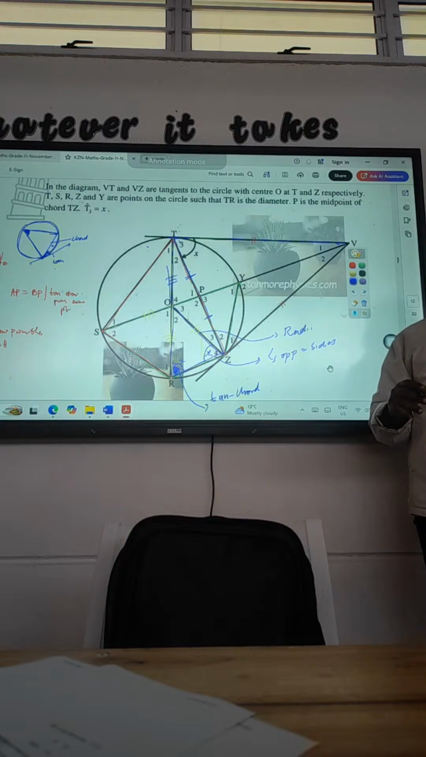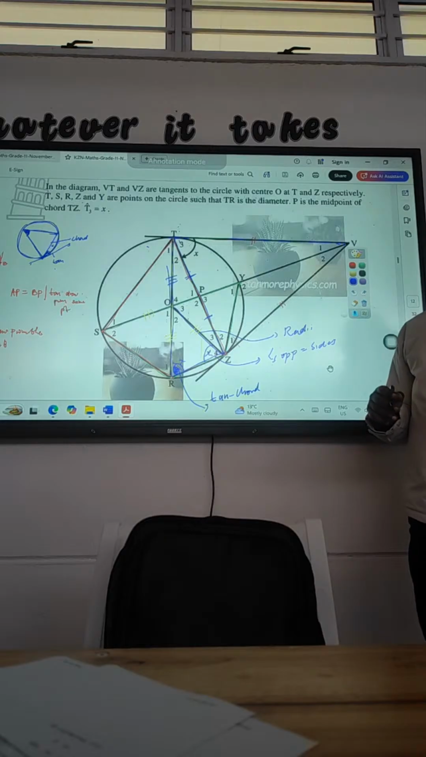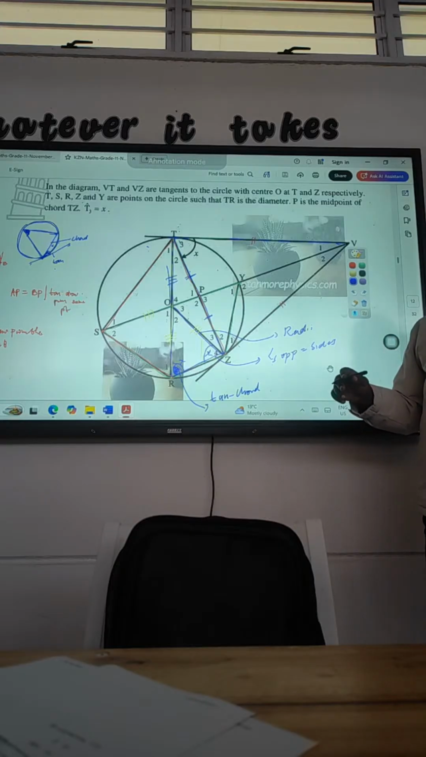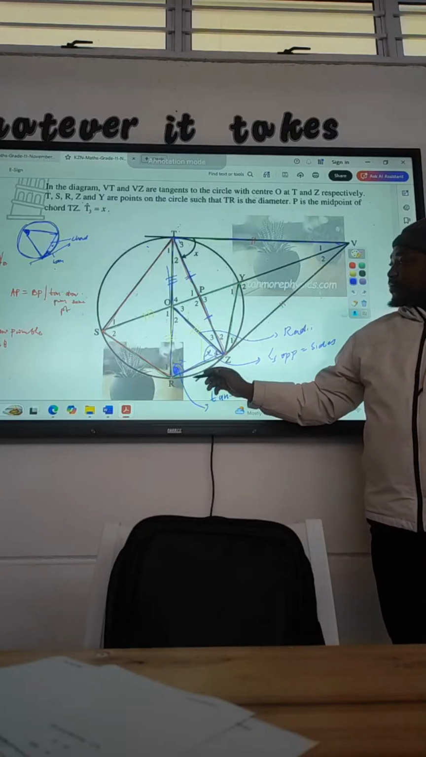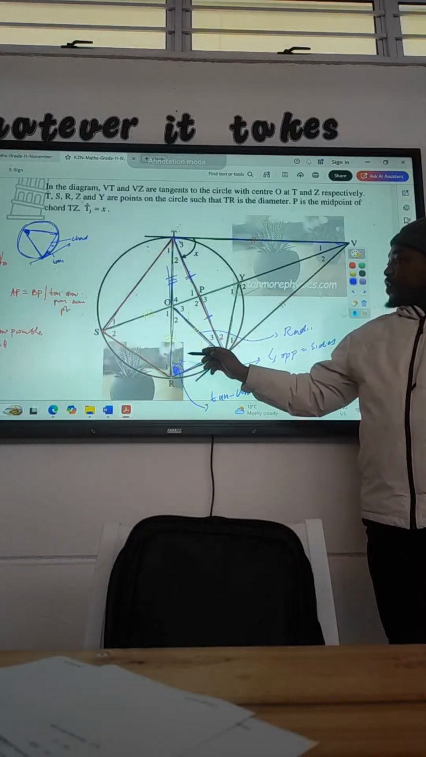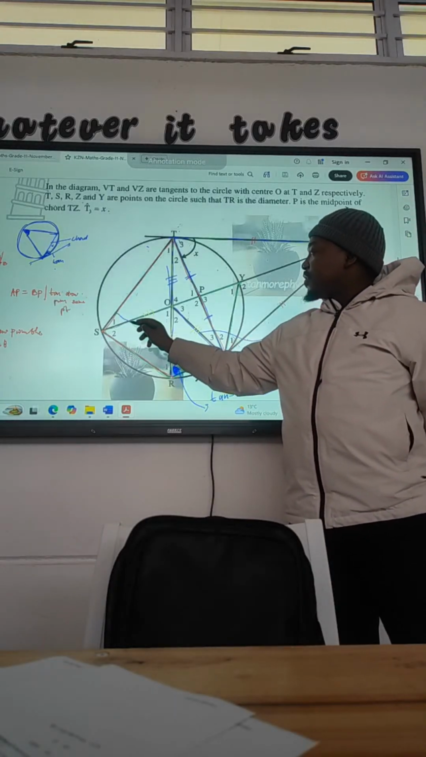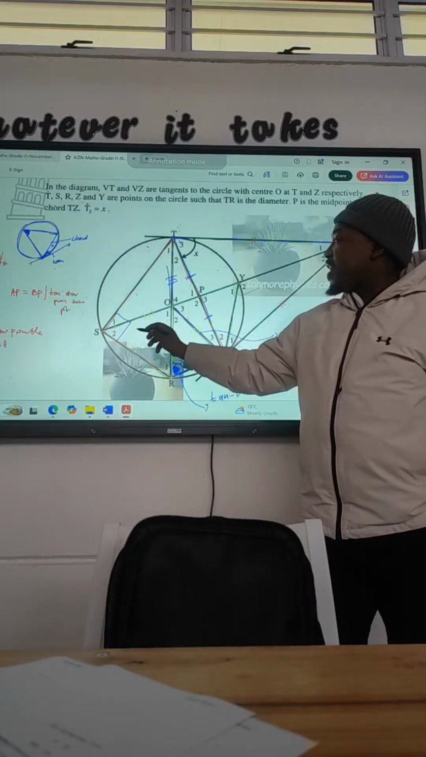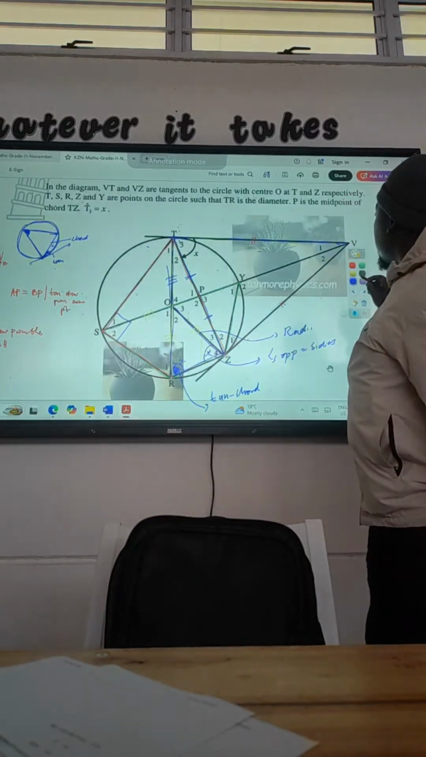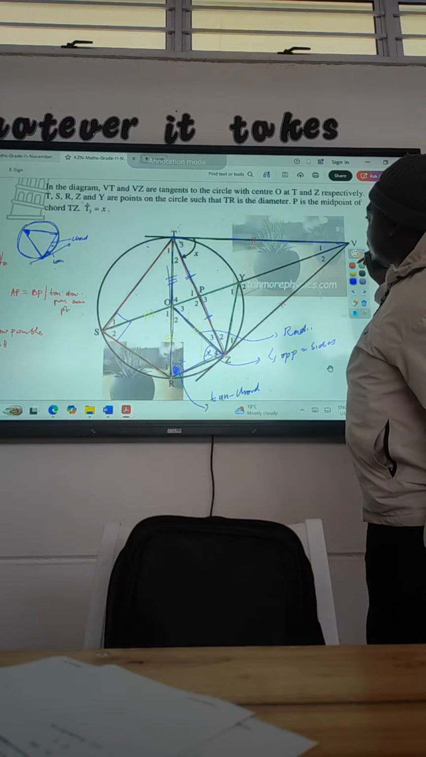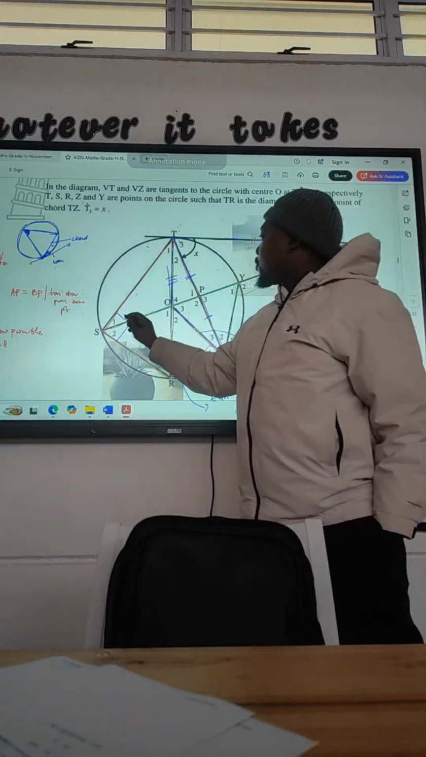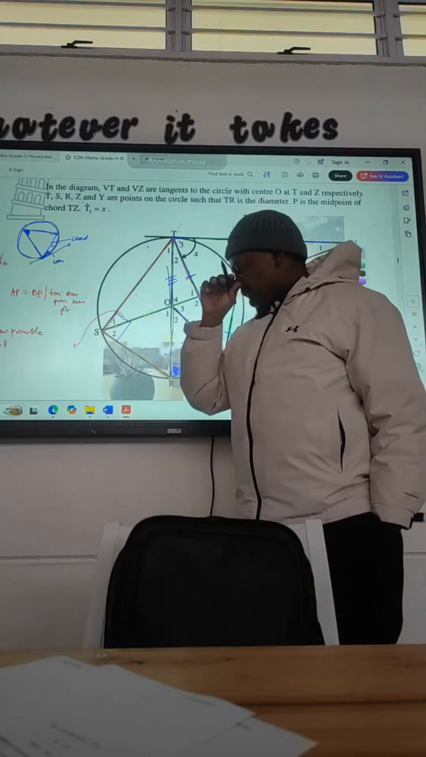Where can we go? Yes. TSR, S1 and S2 is equal to 90 degrees. You're running away from my X, but it's fine. This will be 90 degrees. Angles in the same circle, right?